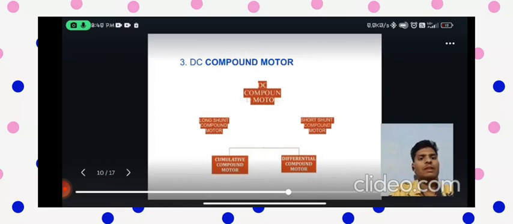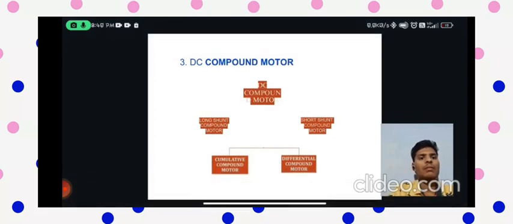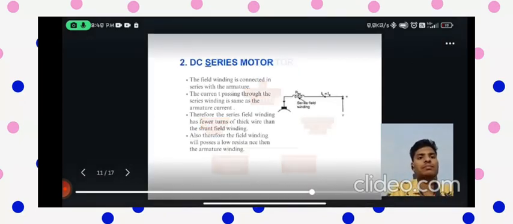Next, DC compound motor. DC compound motor is of two types: long shunt compound motor and short shunt compound motor, and in that you can see cumulative compound motor and differential compound motor. Before going to that, we can see about the DC series motor.